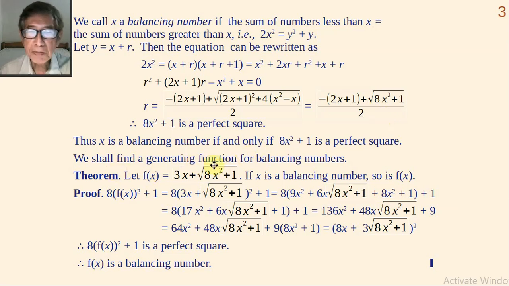We shall find a generating function for balancing numbers. Let f(x) be 3x plus the square root of 8x squared plus 1. If x is a balancing number, so is f(x). That's what the theorem says, and we shall prove it. 8 times f(x) squared plus 1 is this.